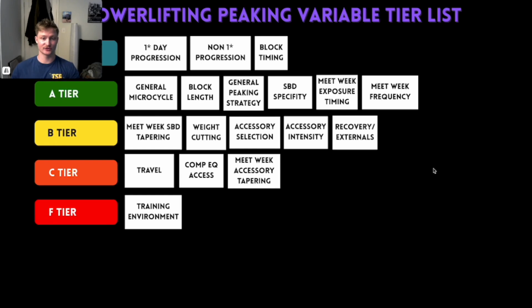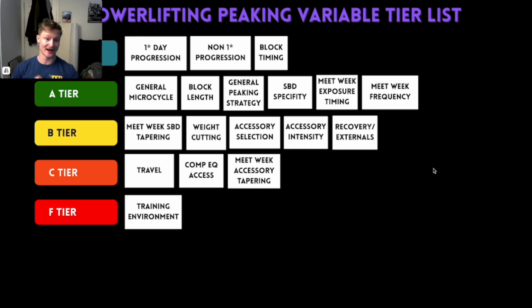Myself and Andrew Saillant have made a second tier list. This time, specifically going to be about variables to consider when peaking into a powerlifting meet for the average athlete. So, essentially, how important are these specific variables in order to peak the best on meet day?